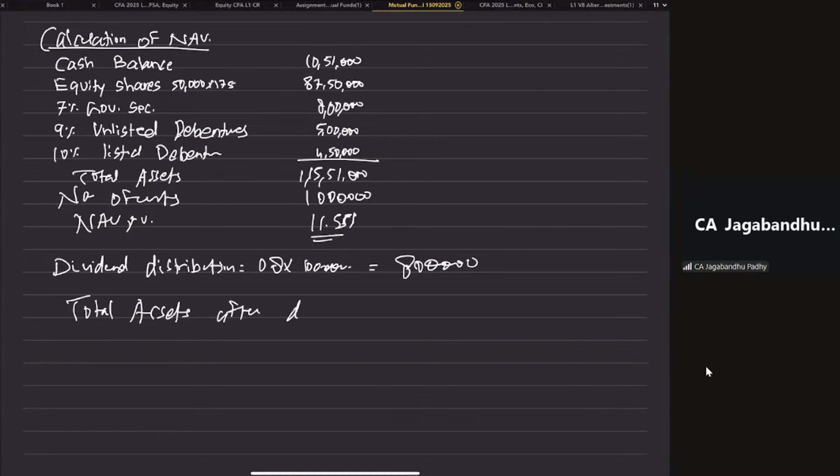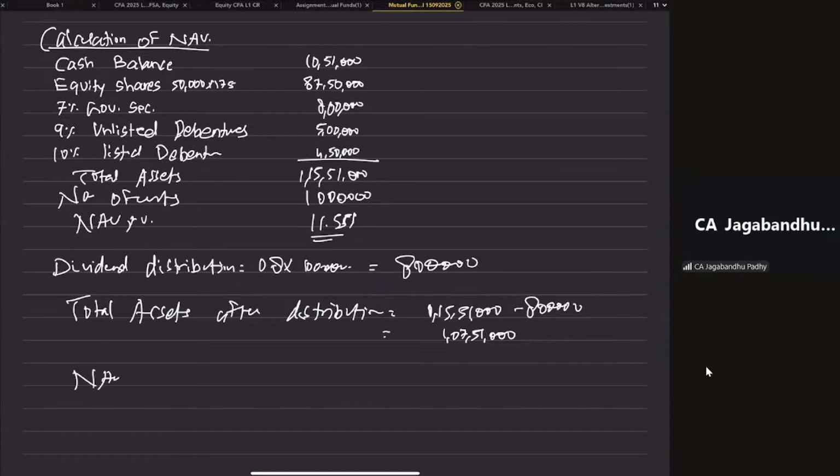So what would be the total assets after distribution? Out of 1 crore 15 lakh 51,000, if you would have paid out 8 lakh as dividend, then the value is going to be, sorry, 1 crore 7 lakh 51,000. So total assets after distribution will be 1 crore 7 lakh 51,000.